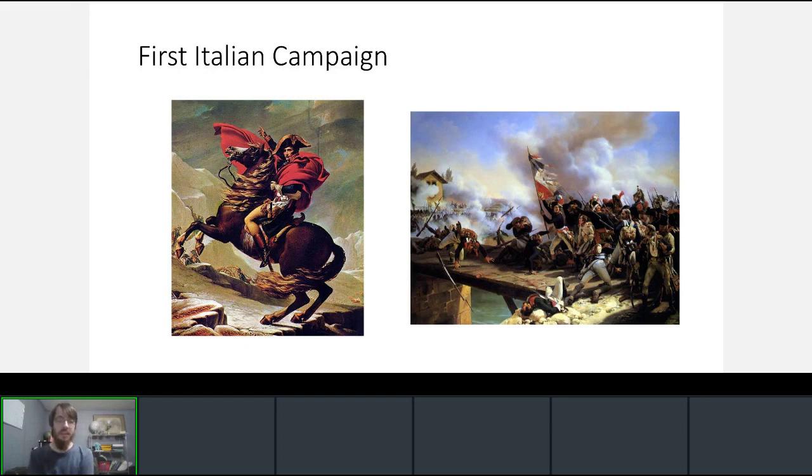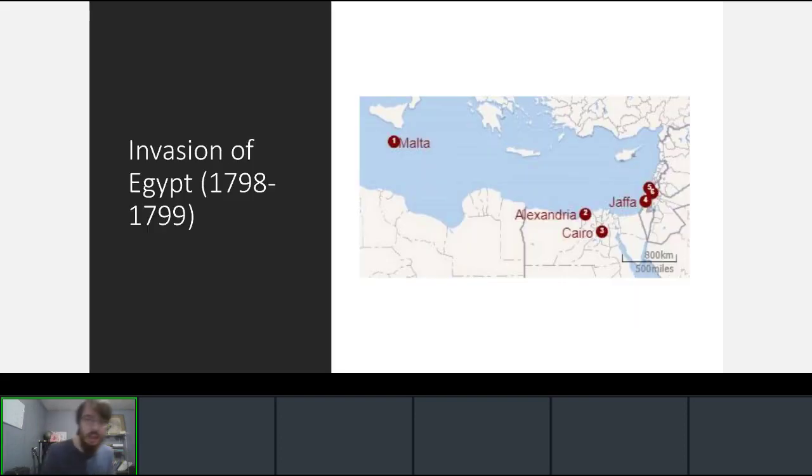But this makes the Directory even more nervous, so they send him away. And he has somewhat of a harebrained scheme about getting Egypt, and they let him do this. So he is with a bunch of ships. They set off in France to go invade Egypt. And at this point, Egypt is under the control of the Ottoman Empire.